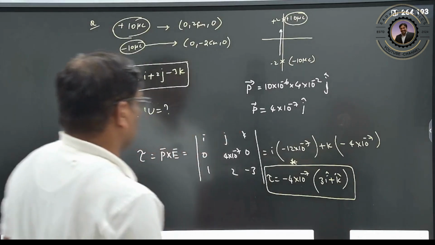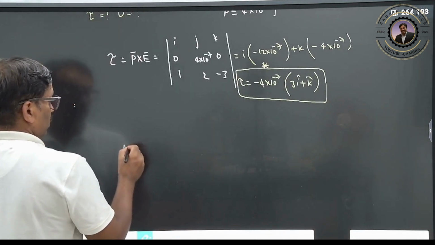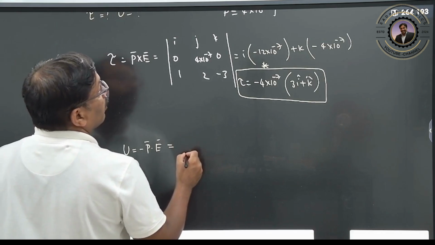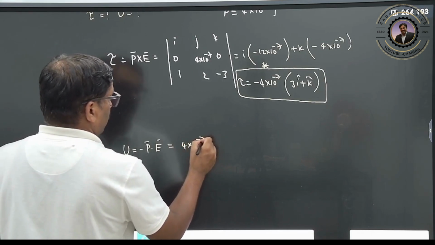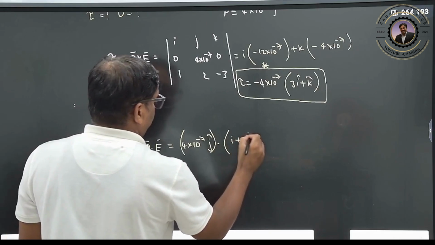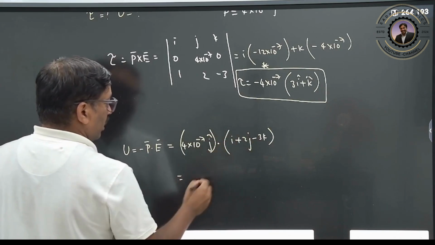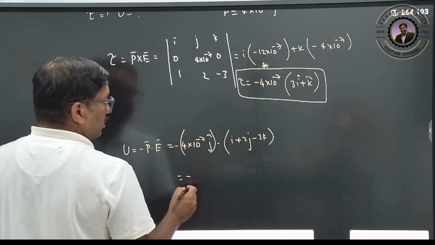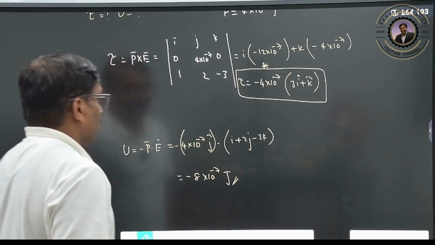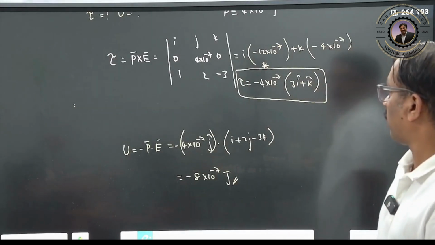What will be the potential energy associated with this? Potential energy U is equal to minus P dot E. P we got as 4 into 10 to the power of minus 7 j cap, dot the electric field i plus 2j minus 3k. So i dot j is 0, j dot k is 0, only j dot j we have to take. Minus 4 into 2, therefore 8 into 10 to the power of minus 7 joules, with the negative sign. This is the potential energy associated with the dipole, clear?